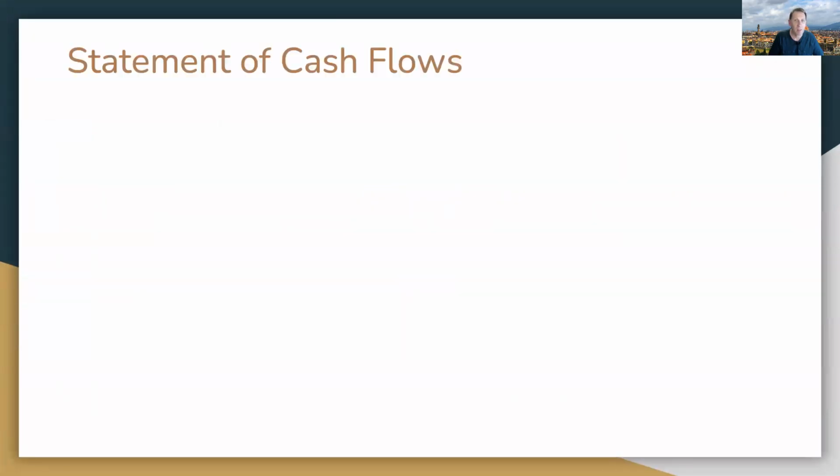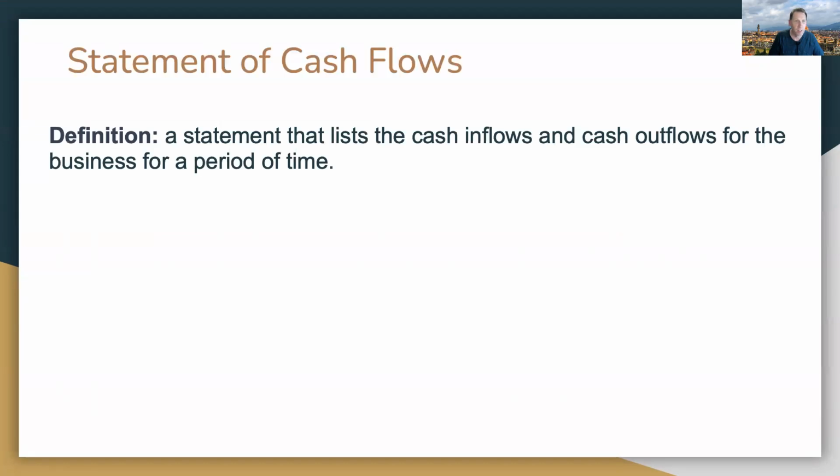Next is the statement of cash flows. This is a statement that lists the cash inflows and cash outflows for the business for a period of time. Now, at first glance, this may seem like a redundant financial statement. We know the income statement also reports the inflows and outflows for the business for a period of time. In addition, the statement of owner's equity and the balance sheet help to show other activities such as investments by and distributions to owners that are not included in the income statement.